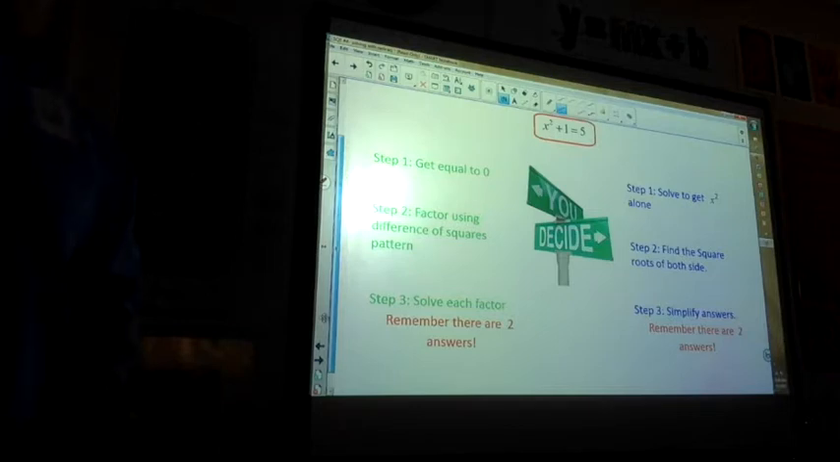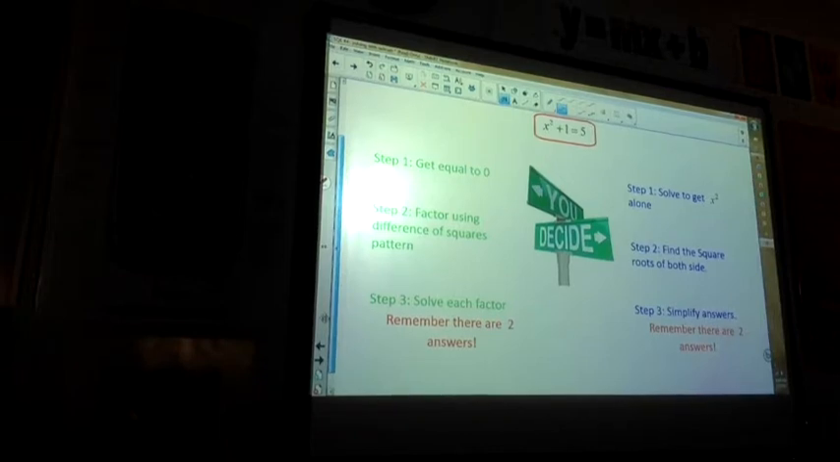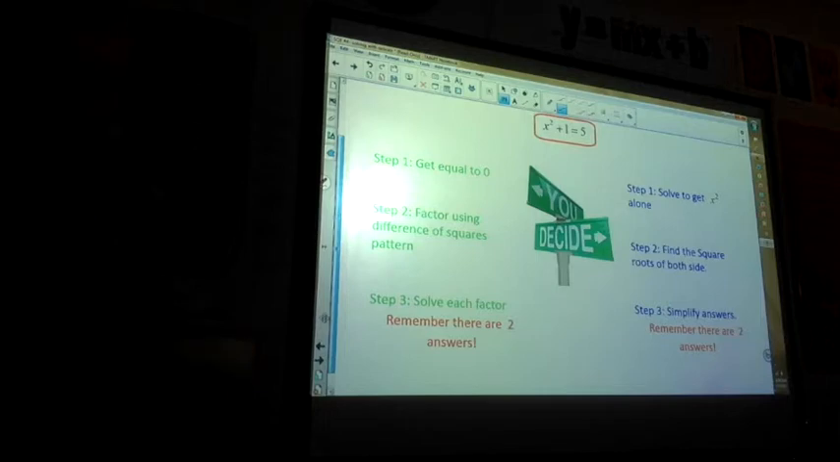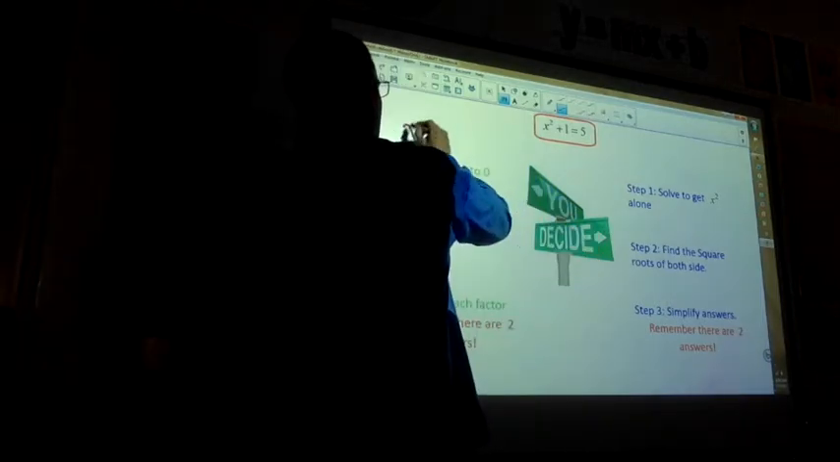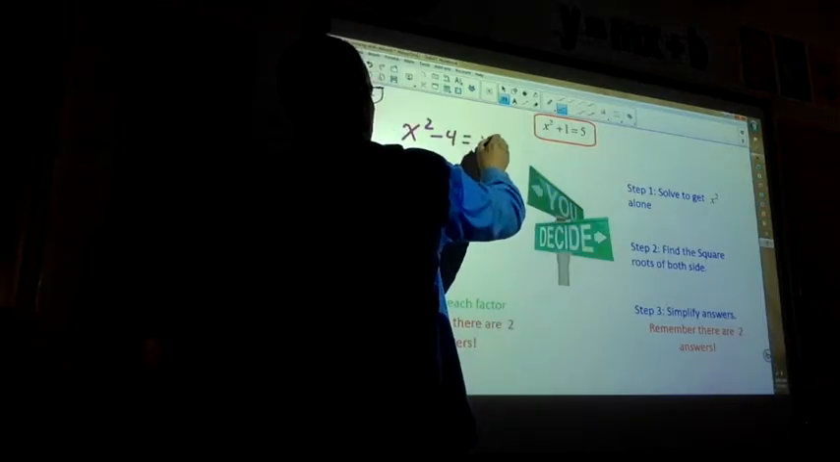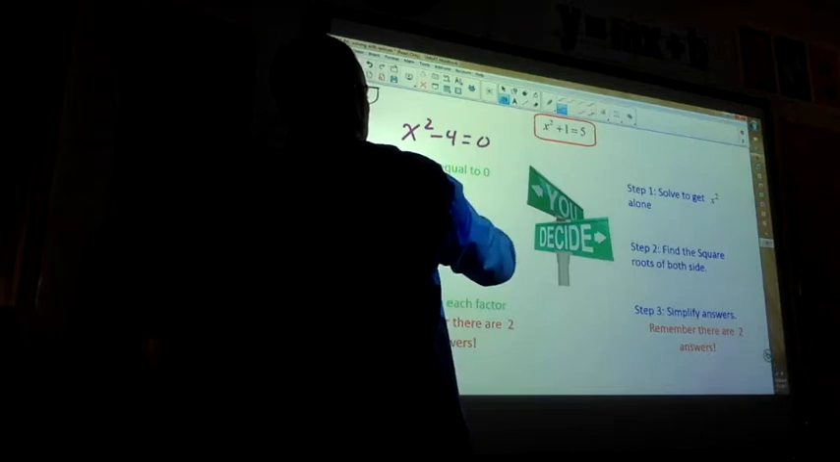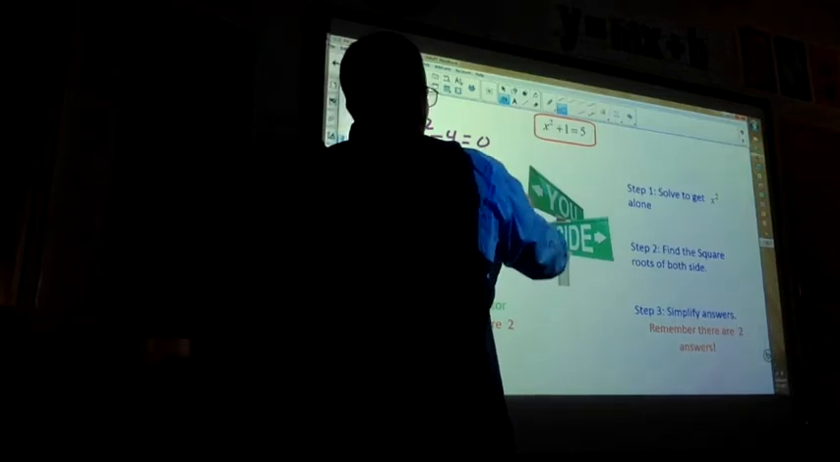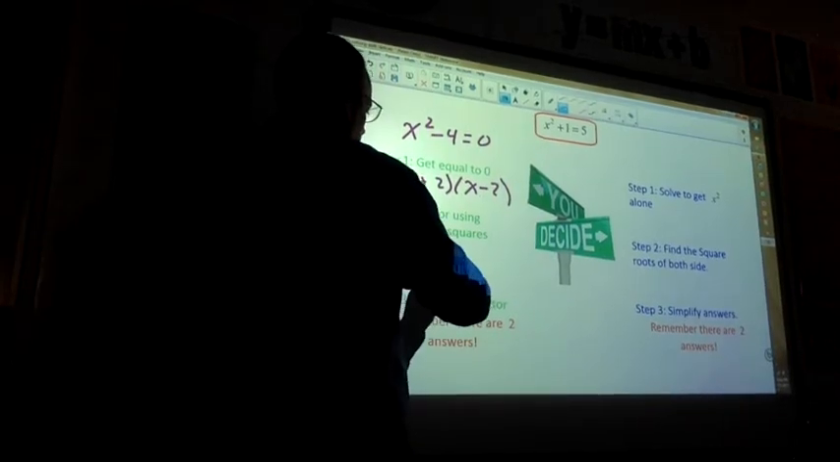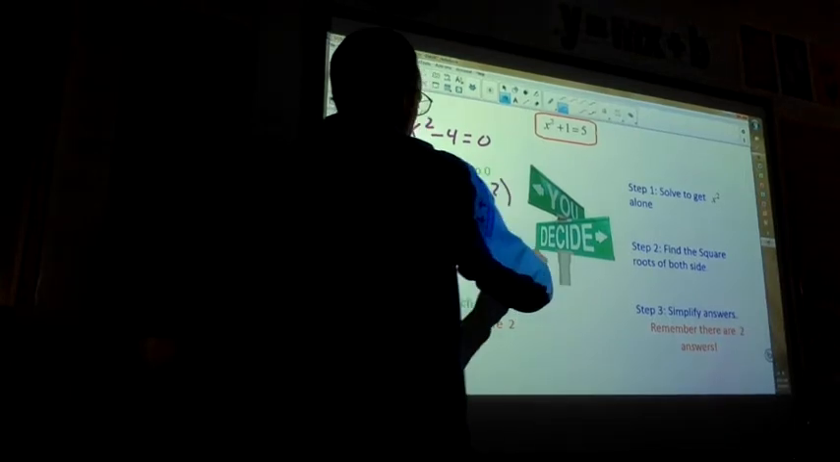So there might be some times where it might come out to the difference of 2 squares. Sometimes it might not. That top equation, if I subtract 5 from both sides, I'm going to get x squared minus 4 equals 0, which breaks down to x plus 2, x minus 2, which breaks down to x equals 2 and x equals negative 2. Agreed?